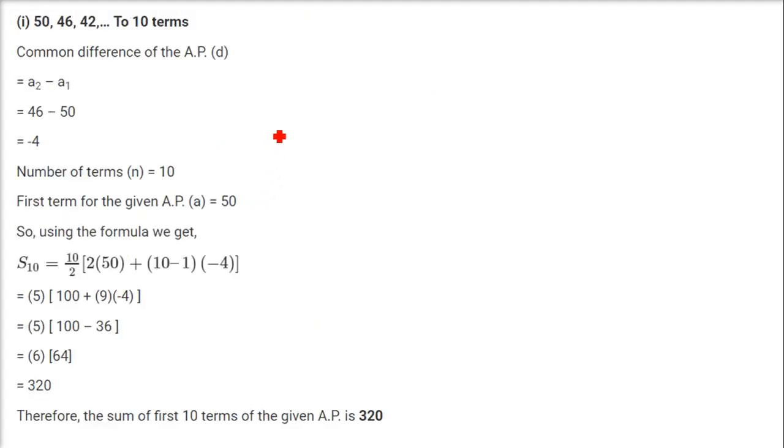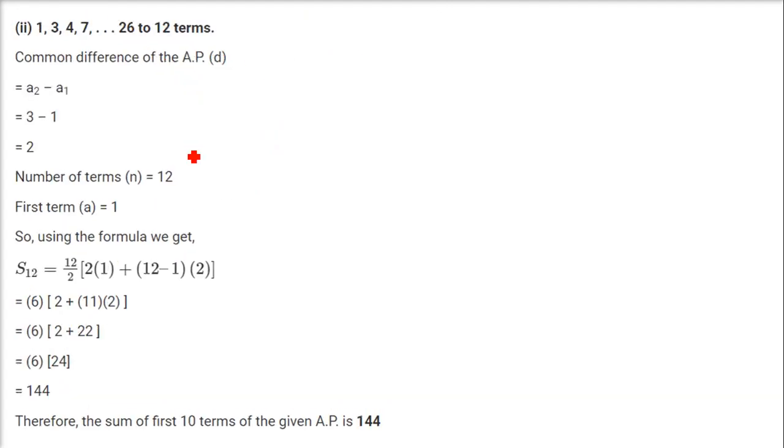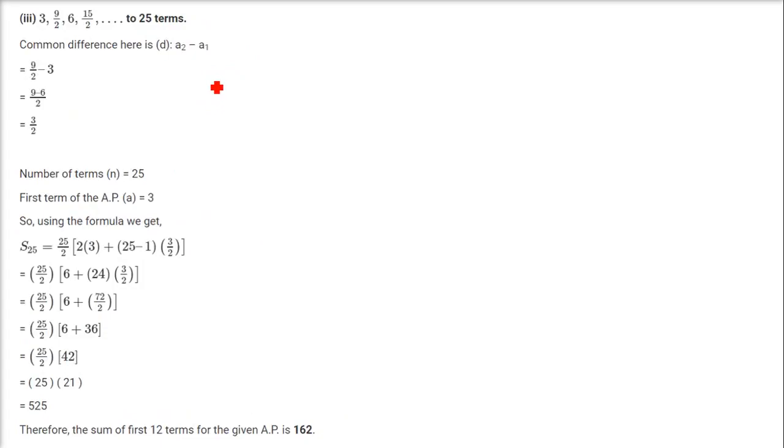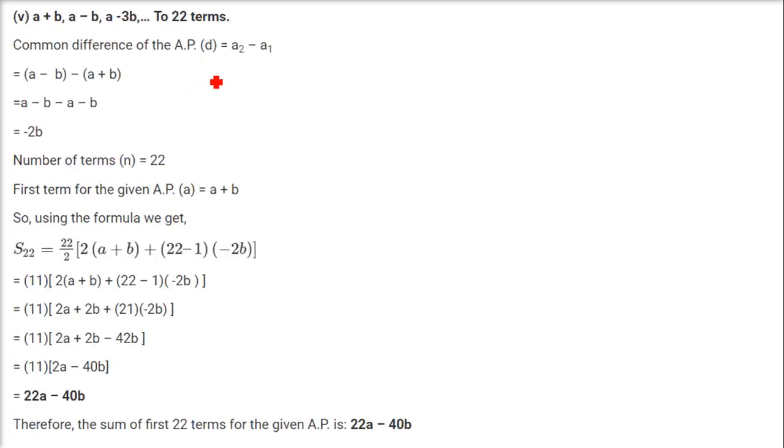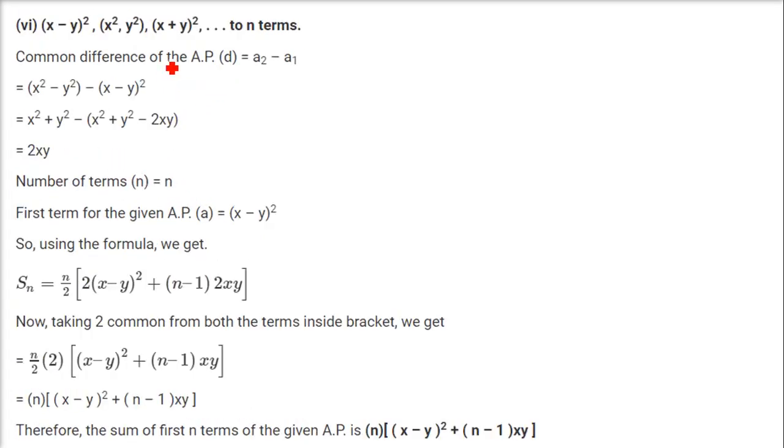So these are the solutions in front of you. If you haven't gone through my previous discussions, this is a solution for you. I'll take one of them so that you know how to do it. I'll take a typical one, this one. This is x minus y whole square, then x square plus y square, then x plus y whole square. So the first term is x minus y whole square. So a is x minus y whole square.